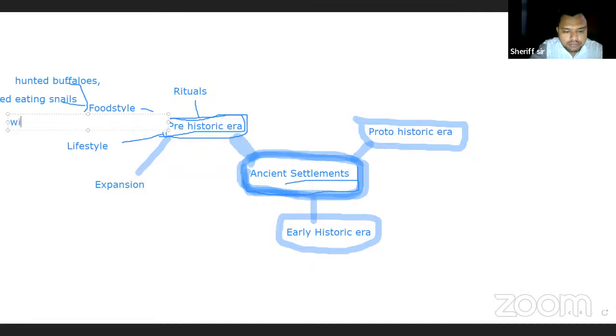Wild breadfruit. Plantain. For starch. Sorry, I'm just running out of space, so I have to go here and there a little bit.